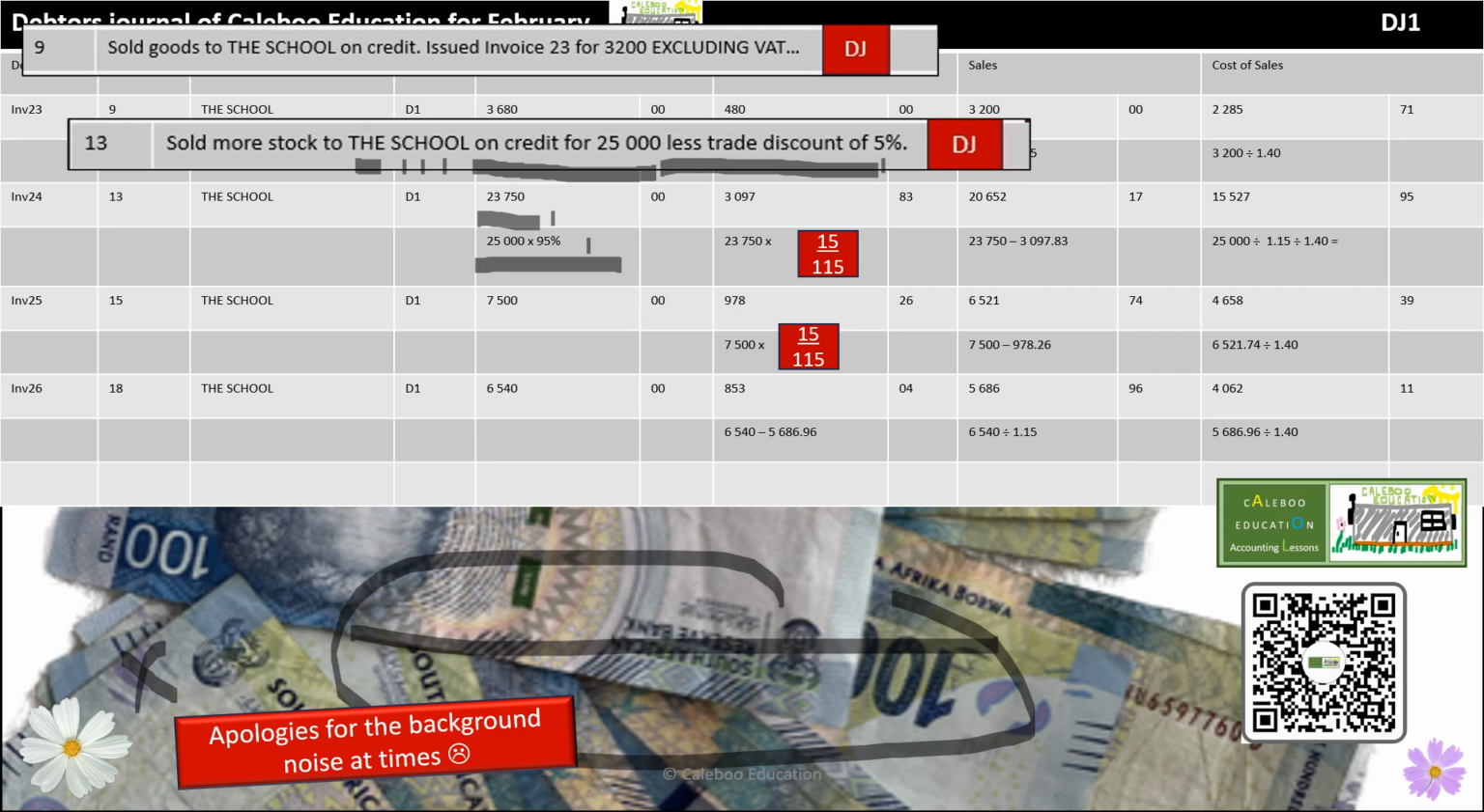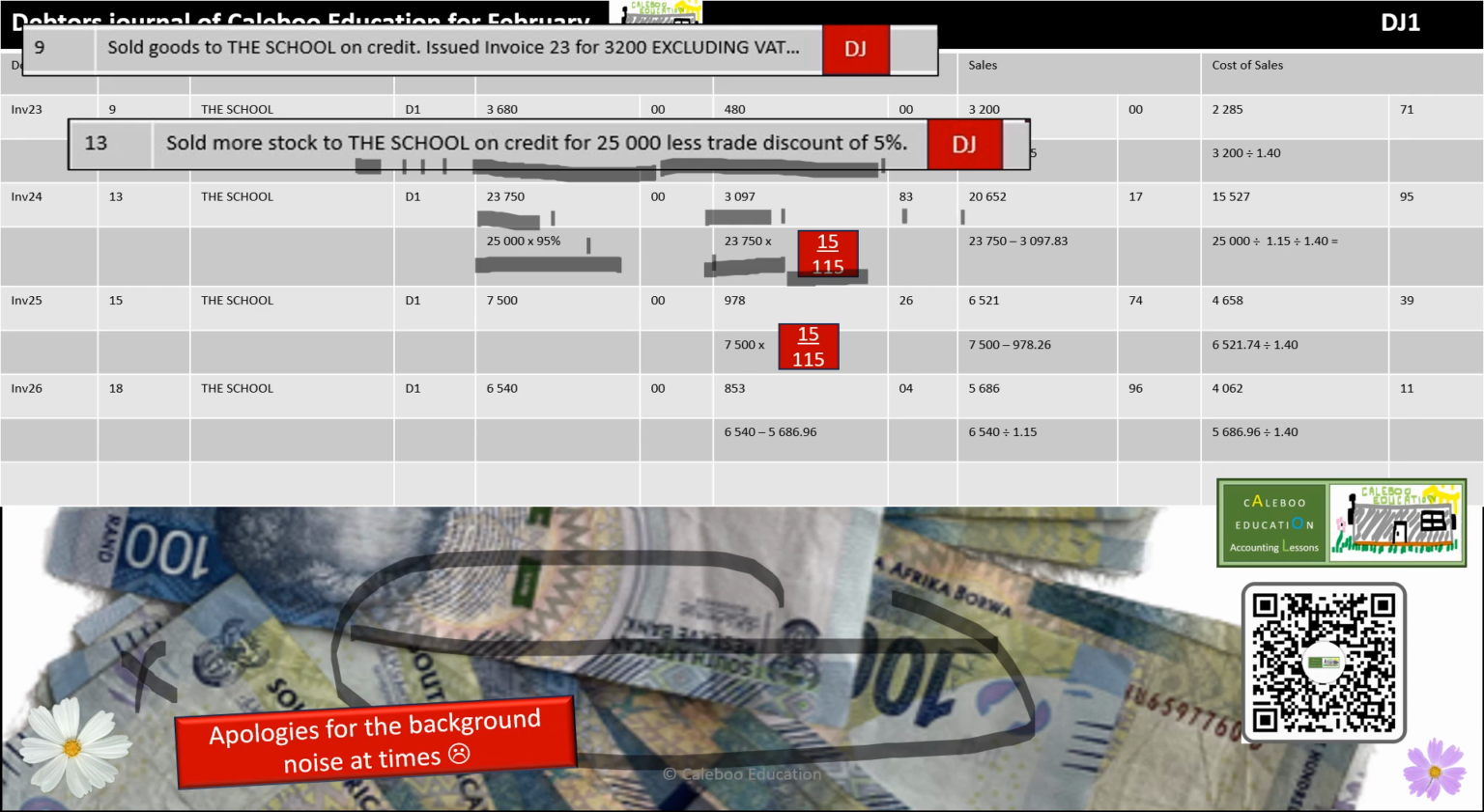Then the VAT amount is calculated by saying the amount after the trade discount, 23,750, multiplied by the VAT fraction, 15 over 115, gives you 3,097 and 83 cents.